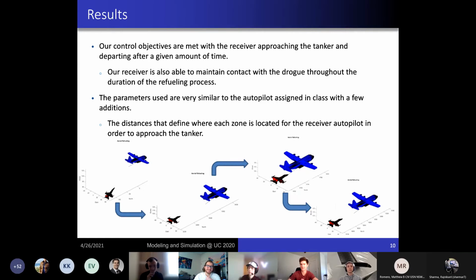Talking about the results, which we'll show in the videos, we were able to achieve our control objectives of the receiver approaching the tanker, staying at the position of the drogue, and then backing off once it's done the refueling after a certain amount of time. And then a note about the parameters, just that all the parameters were the same for the most part that were used in the previous assignments, with the exception of the new zones that Caleb was talking about, so the velocity zones and the course zones.